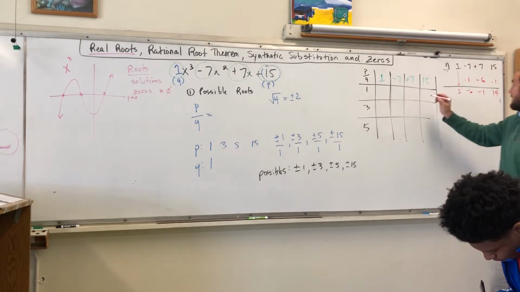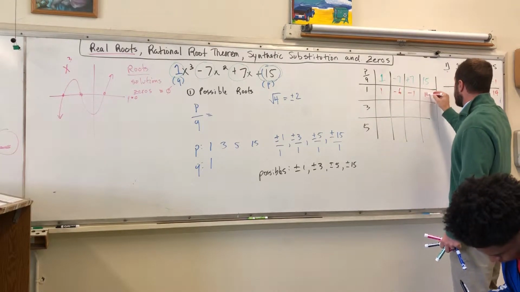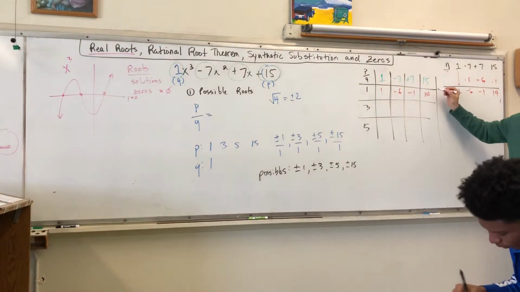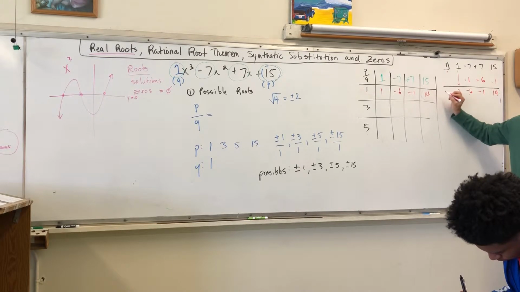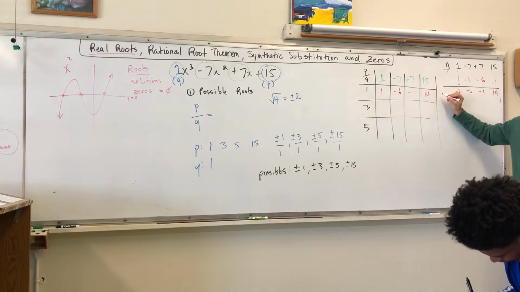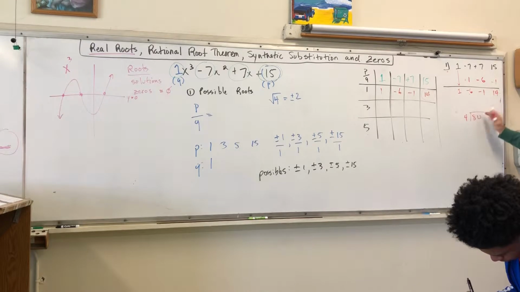And then so you're putting in your results, and you're looking for factors that, when you run a synthetic substitution, are going to give you a remainder of 0, meaning that if I were to divide by that factor, there wouldn't be any remainder. Just like anything else, if you have 84 divided by 4, it goes in twice.